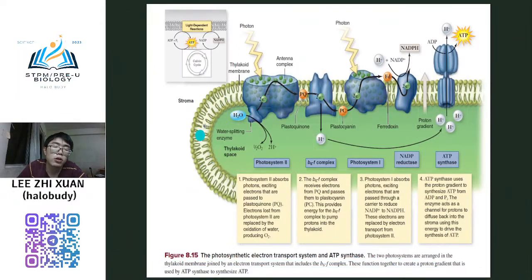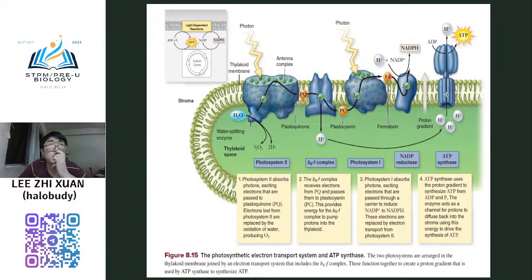Here, the thylakoid membrane. Inside is the thylakoid space, and outside is the stroma. So if you want to ask where the electron transport chain occurs in the chloroplast, it occurs at the thylakoid membrane.